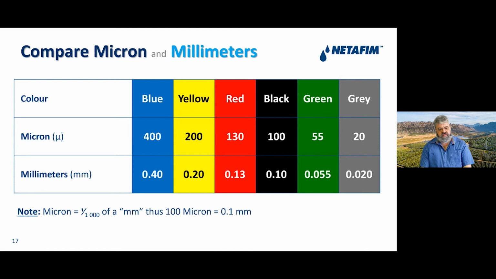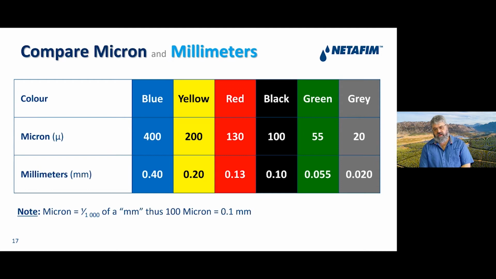A micron is 1/1000th of a millimeter. So that means if I have 100 micron, if I divide 100 by 1,000, the result will be 0.1, so it will be 0.1 millimeters. If we look again at the yellow disc, with 200 micron, 200 divided by 1,000 is 0.2, so that means the opening of that disc will be 0.2 millimeters. So everything that's bigger than 0.2 millimeters will be stopped by the yellow disc, and everything that's smaller can actually pass that disc.